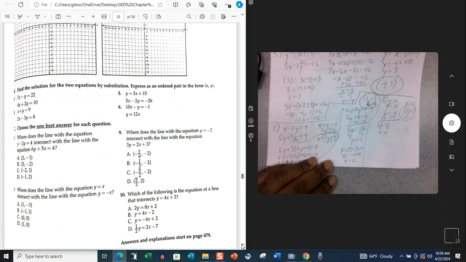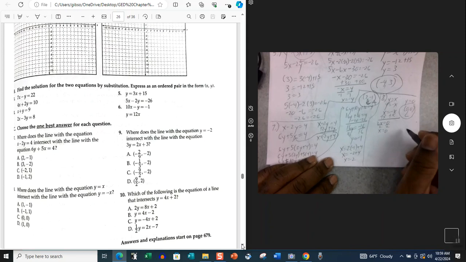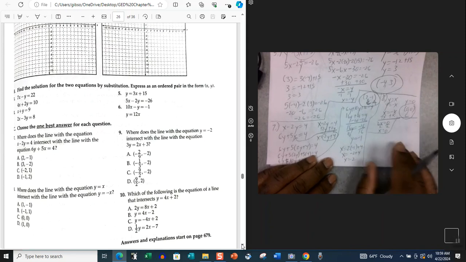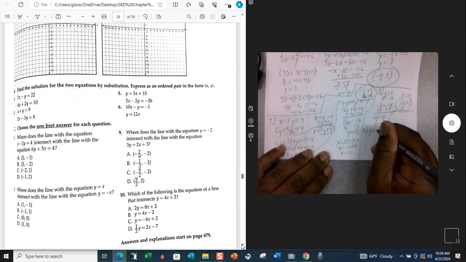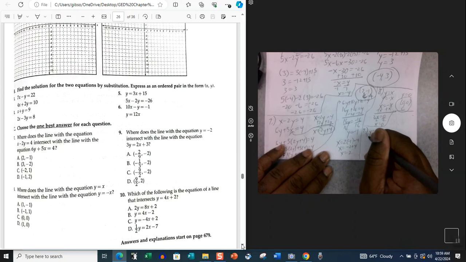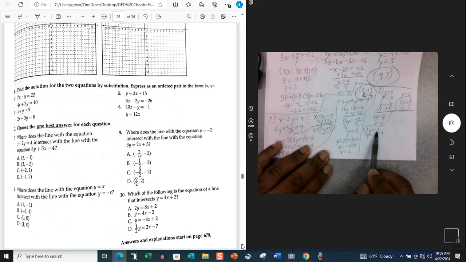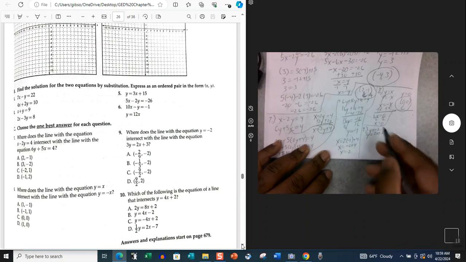Now number 9, it says, where does the line with the equation y equals negative 2 intersect with the line with the equation 3y equals 2x plus 3? Now this problem is actually one of the easier ones. We have y equals negative 2, and 3y is equal to 2x plus 3. We're already being told that y is equal to negative 2.